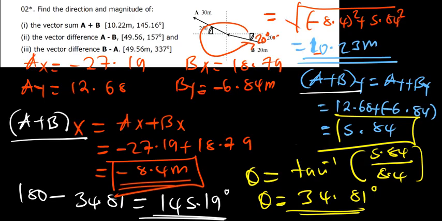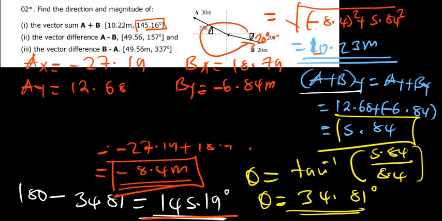So the magnitude of a plus b, the sum of a plus b, is 10.23 meters at an angle of 145.19 from the positive x-axis. Sometimes you might wonder why this is 145.16, just because we were rounding off before we reached the final answer. But this is the same as 145.2. Even this one is the same as 145.2. As simple as that. Does that make sense?